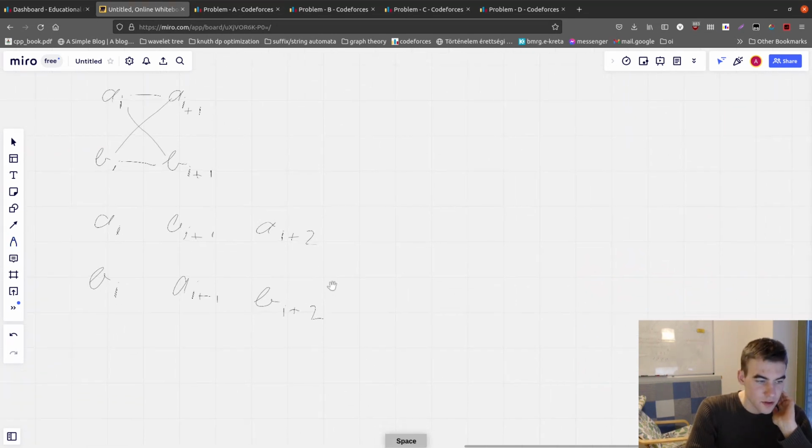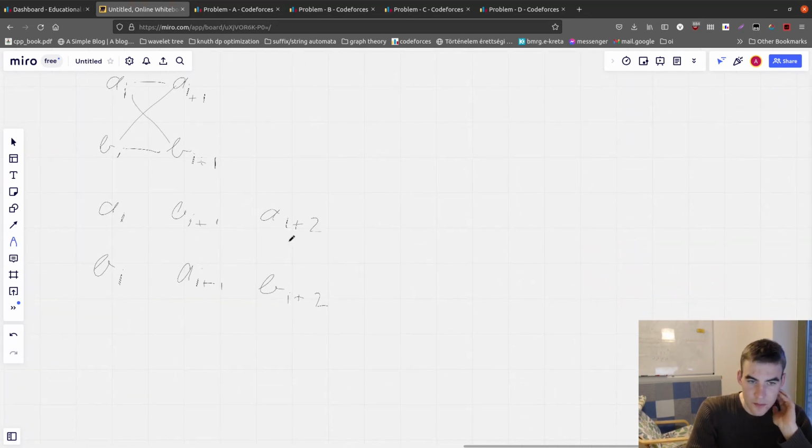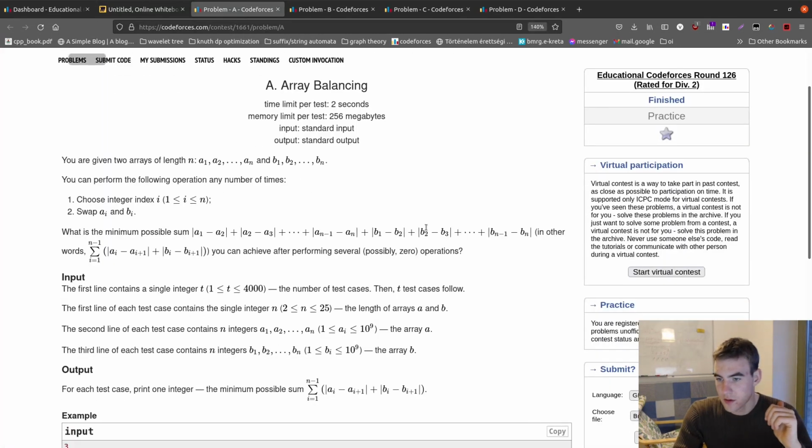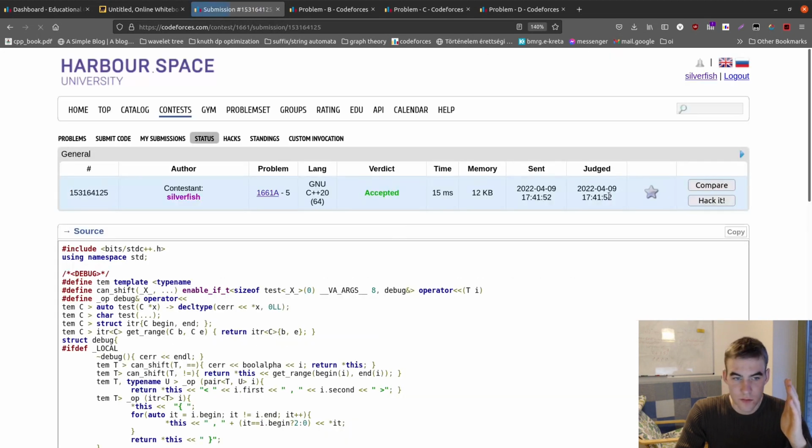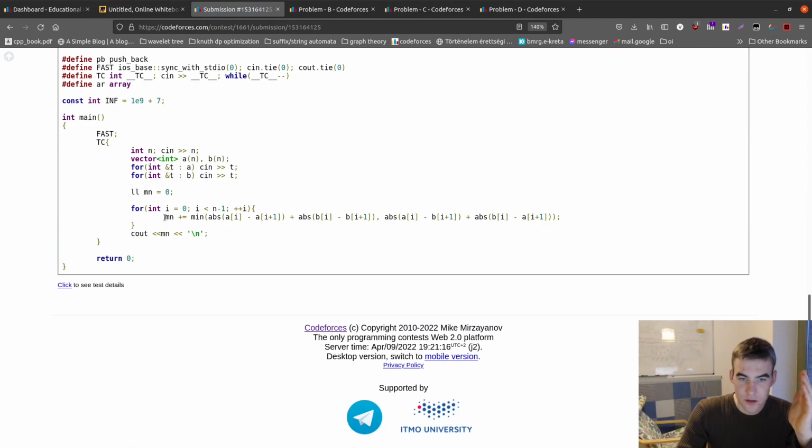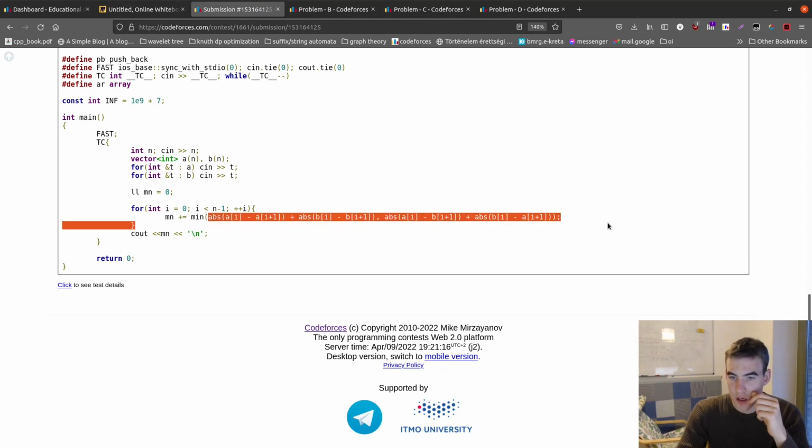And for the next position, if the absolute sum of these two is bigger than the absolute sum of these two, well then we'll just swap the next two elements. So we can always get the optimal answer by swapping the next two elements when we need to. And this way, for each pair of neighboring elements, it's always the minimum of swapping and not swapping.